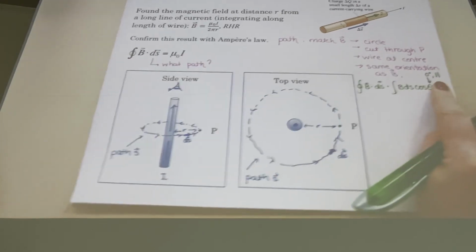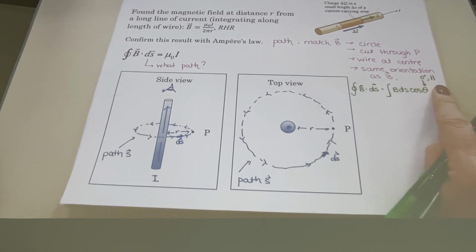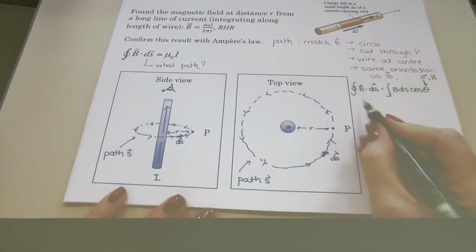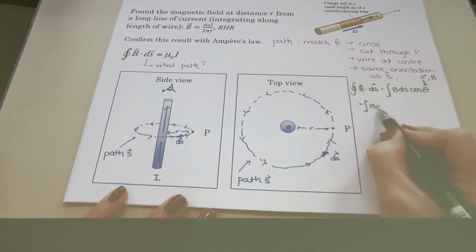Okay, and a little bit of shorthand here. It looks like an 11, but I said 0 degrees, comma, parallel. So 0 degrees because the path and the magnetic field are parallel. So that's where that 0 degrees comes from. So cosine of 0 is 1, so this is the integral of B dot ds.